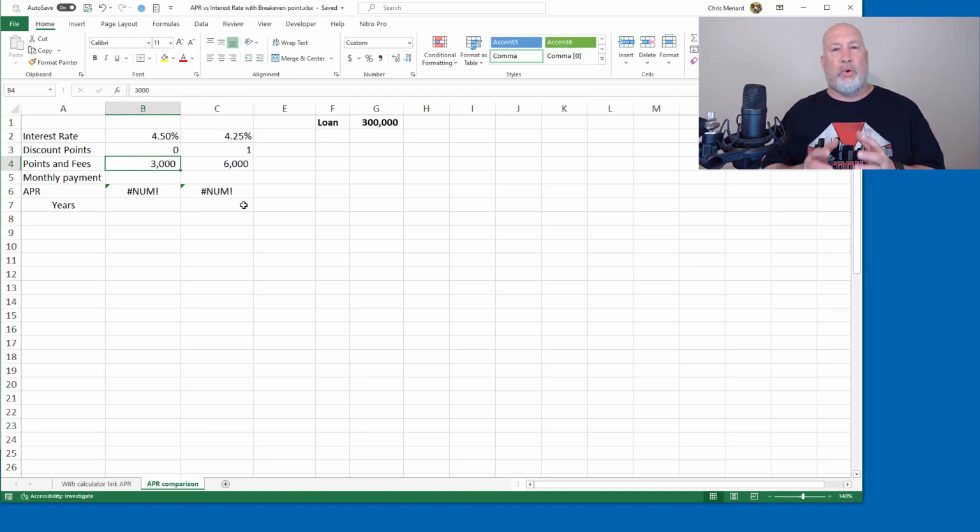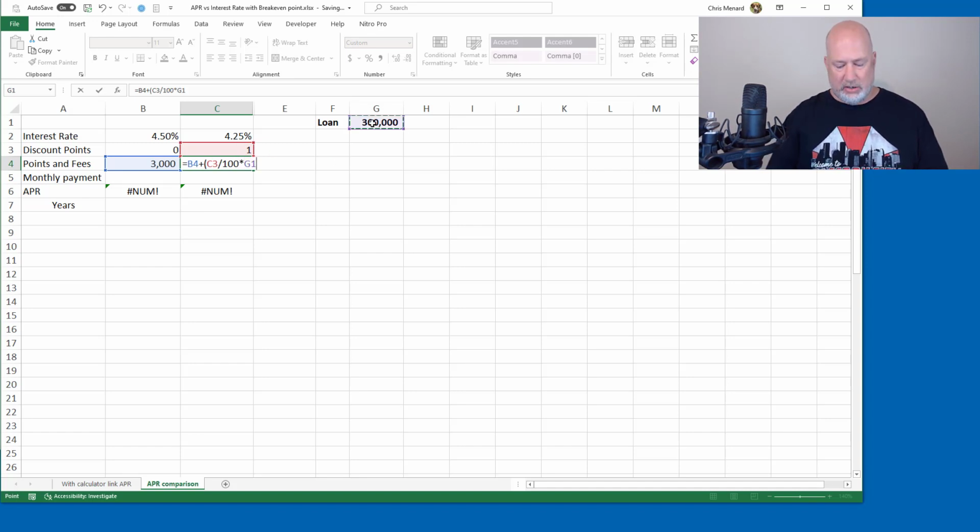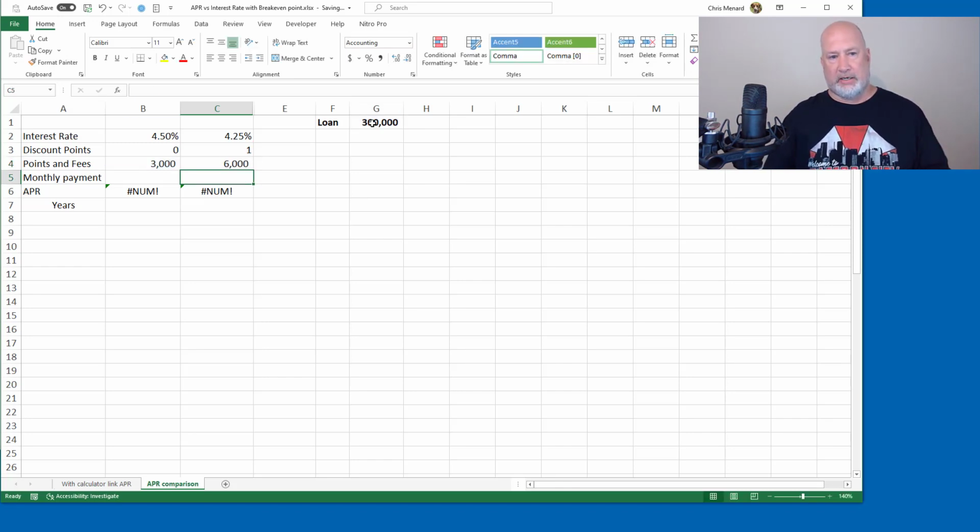So no matter what, the loan is going to cost me $3,000. To figure out what the one discount point is, I'm just going to simply take the number 1, divide it by 100, and multiply it times the loan. That should give me 3,000 plus the other 3,000 should give me 6,000, and it does. So that is one discount point.